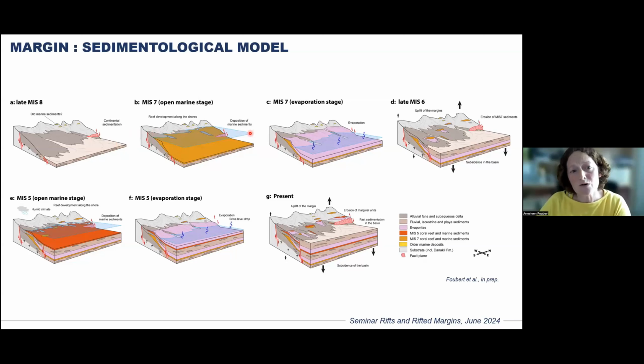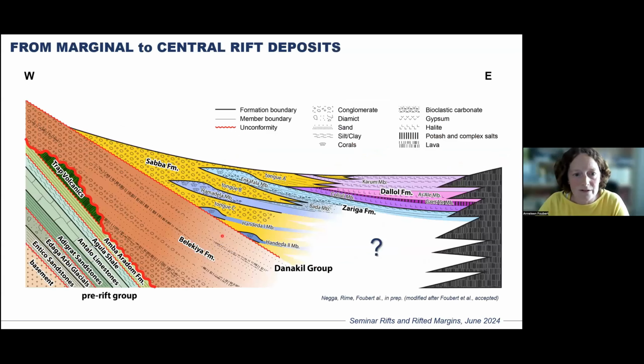Here you see two of the flooding and desiccation cycles, uplift of the margin, subsidence more towards the central part of the basin, again flooding and again desiccation. This happened, in our opinion, as I said already, one, two, three, four times at least, based on the marginal outcrops.